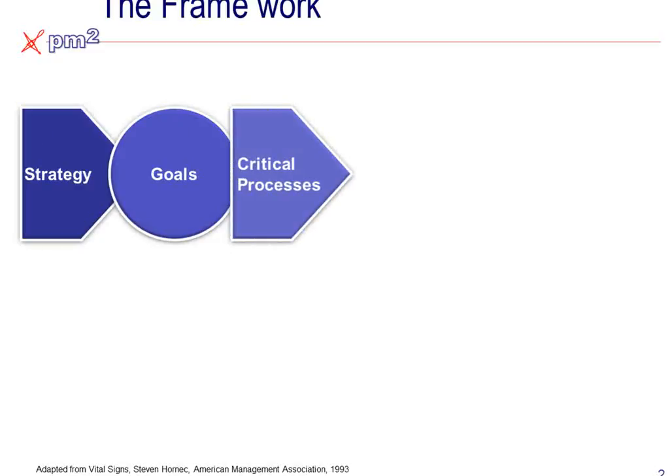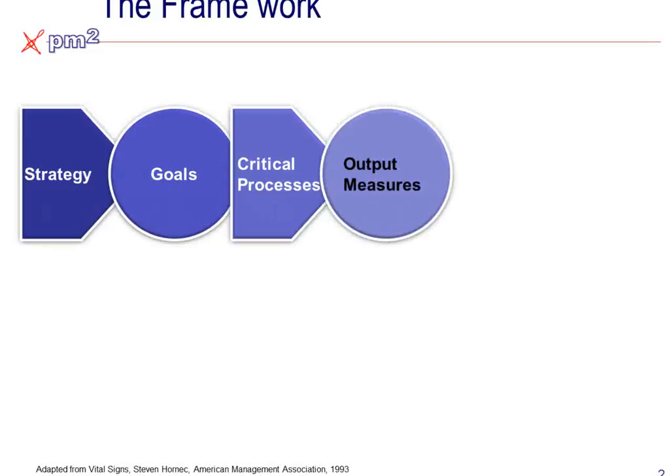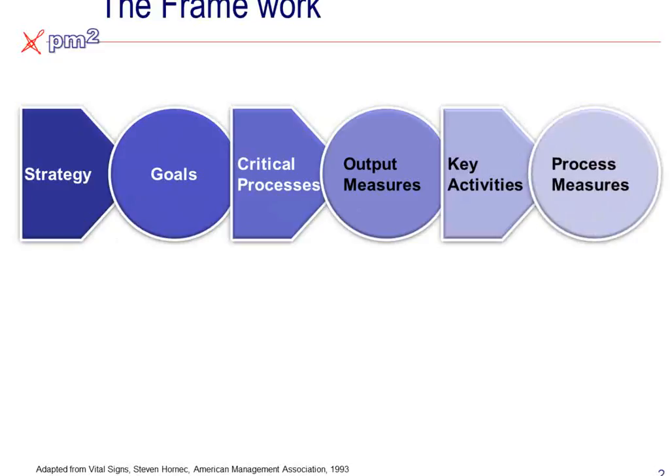The goals themselves are supported by critical processes, activities, be they processes or projects that the organization does to create those outcome goals. Those processes themselves have specific output measures that contribute to each of the goals. And in fact, there are key activities within those processes that themselves have specific process measures.